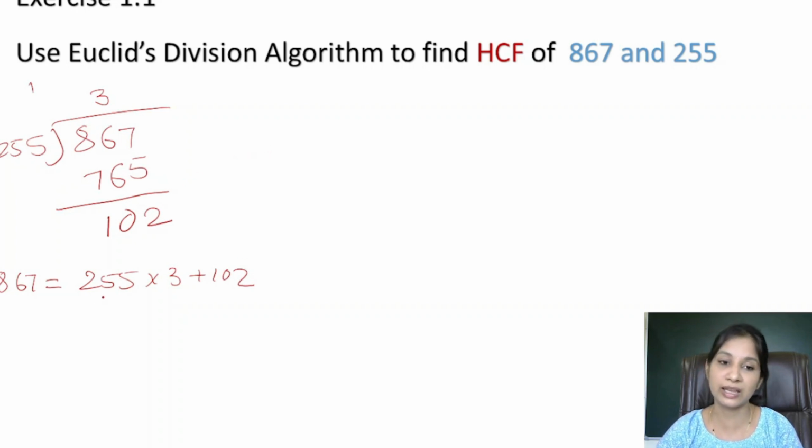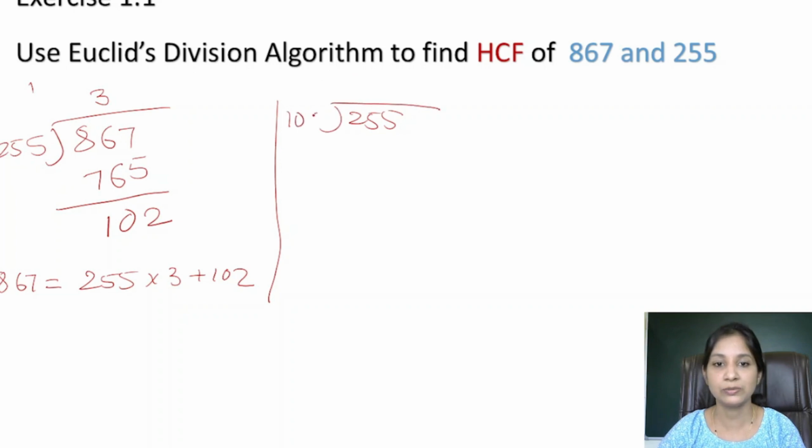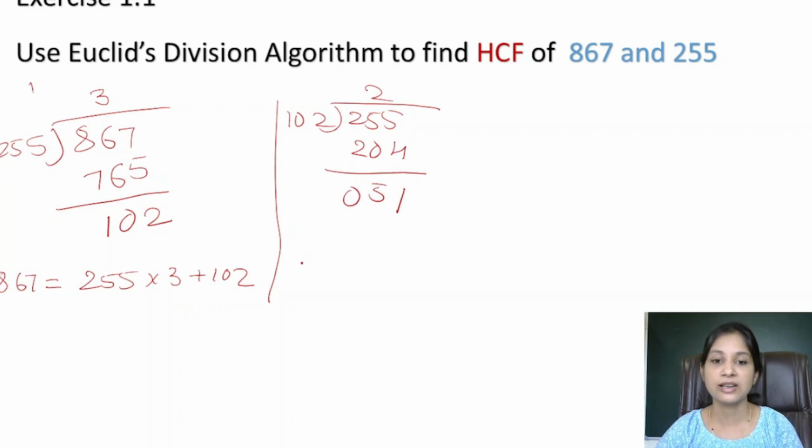We can go for division again by taking 255 and 102. So now 255 divided by 102. We can go for 2. 2 2s are 4, 2 0s are 0, and 2 1s are 2. Then 1, 5 and 0. 51 is the remainder. So 255 can be written as 102 multiplied by 2 plus 51.